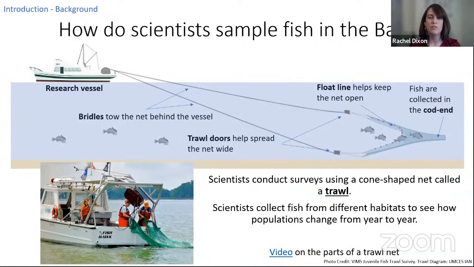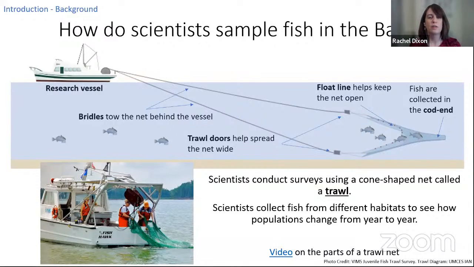Scientists at VIMS and elsewhere monitor fish populations by conducting surveys. So this is like our version of a fish census, and it shows us how many fishes are in the bay and where they're living. This slide introduces students to one of the methods that scientists use to study fish, and it's the focus of this activity that students are going to do.